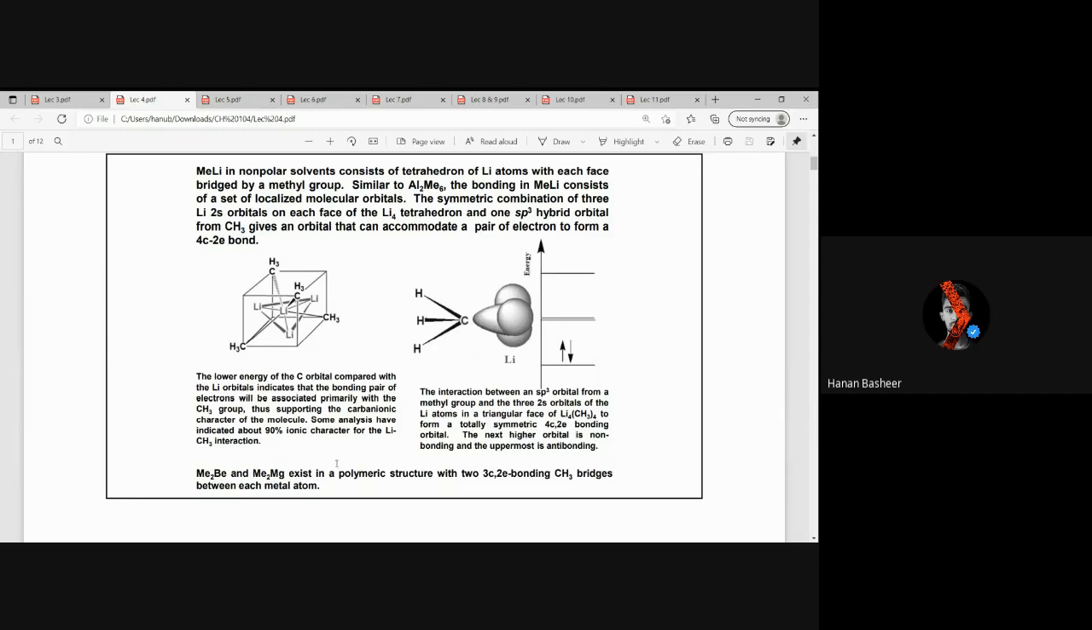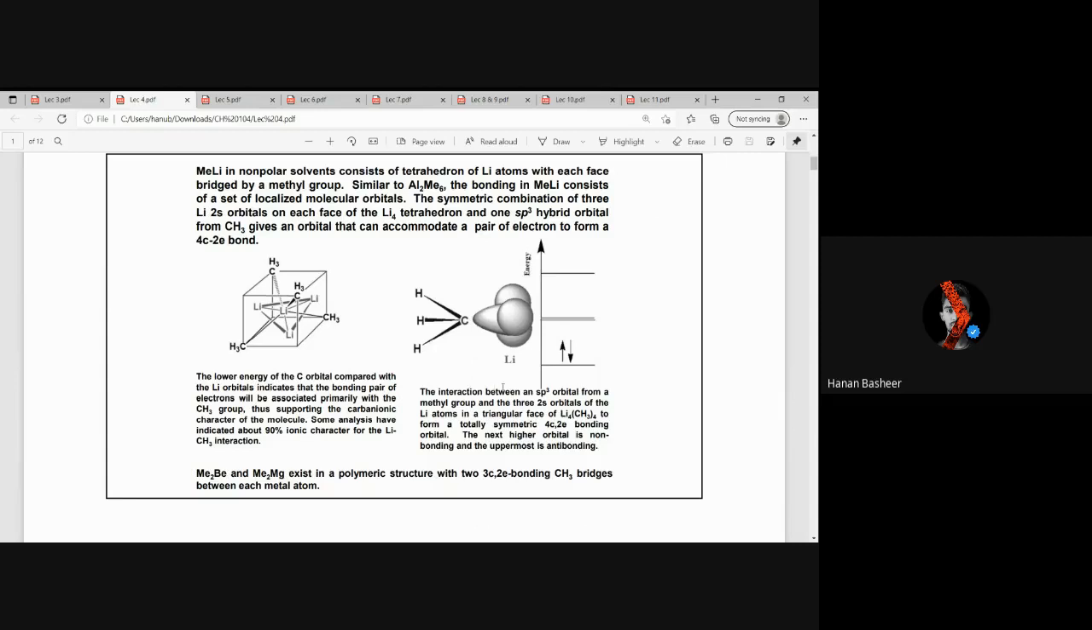To see what type of bonding it is, we just observe how many centers it has. In this one, Me2Mg, you have a Me, then an Mg, and then again a Me. So it's three-center, and two electrons are shared between all of them. So this is such a type of structure.